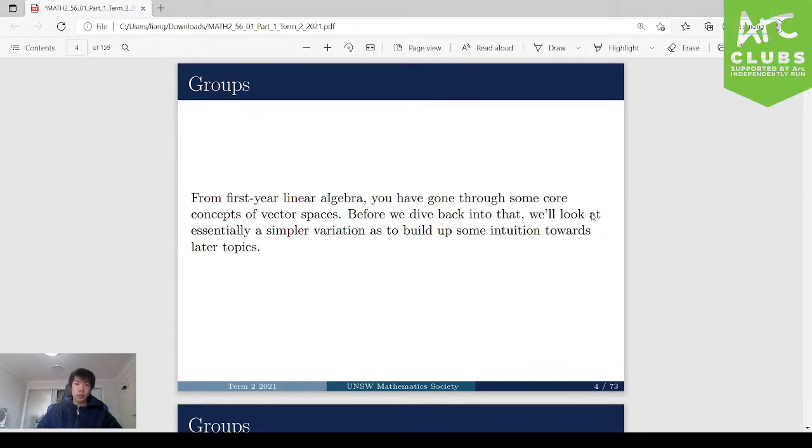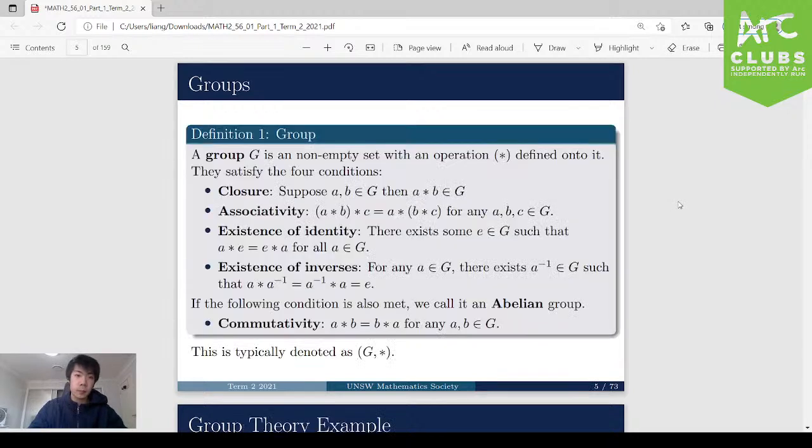From first year linear algebra, you would have gone through some core concepts of vector spaces. Before we dive back into that, we'll look at essentially a simpler version of vector spaces called groups. Okay. So the first definition that we're going to go through is that a group is a non-empty set with an operation star defined onto it. The star can be anything. It can be like normal addition or normal multiplication or scalar multiplication and so on. And it has to satisfy 4 conditions.